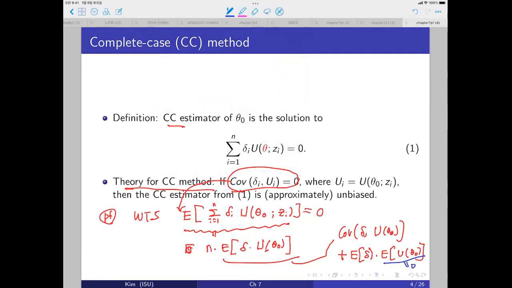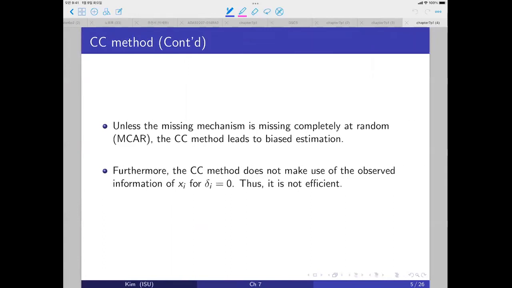So the bottom line is, if delta is completely independent of Z, then CC analysis is okay. That is actually missing completely at random, MCAR, which confirms our understanding of missing completely at random. But as we all know, MCAR may not be true.